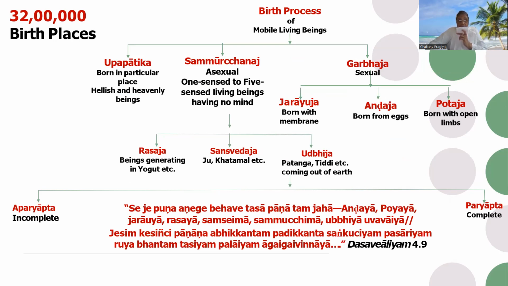Here the A is missing, so you can add AUPA. So Aupapatik means those kinds of living beings who are born not by the process of sexual intercourse, but who take birth in a particular place which is fixed for their birth, especially in the heaven and the hell.